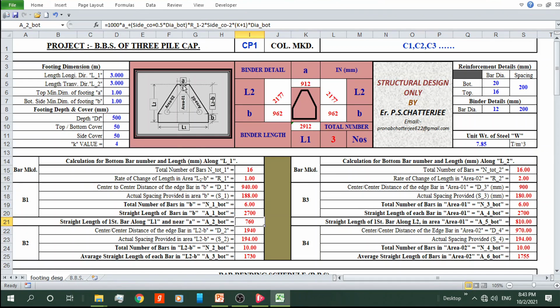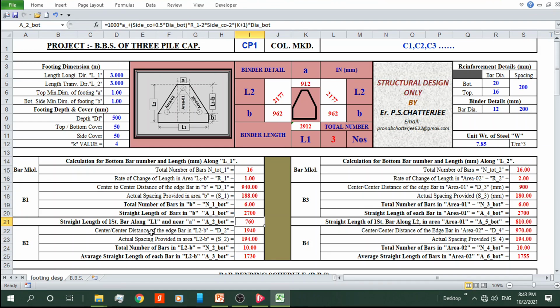Near A1, this formula is 1000 into A plus side cover plus 0.5 dia of bottom bar into this rate of change of length into 2 side cover, this side and this side, minus 2K into K plus 1 into dia of bottom bar, which is equal to 760.